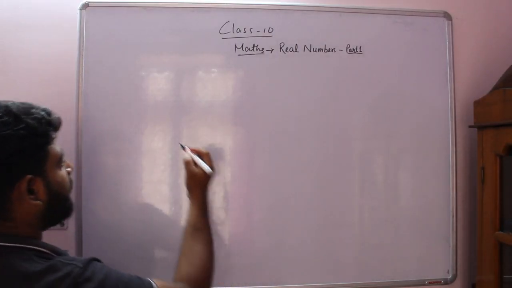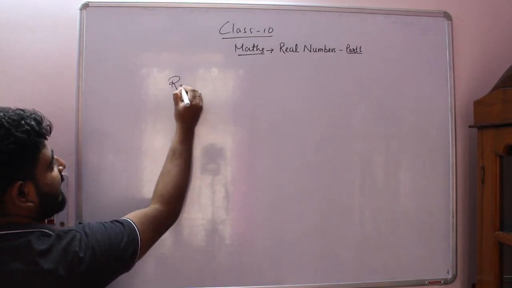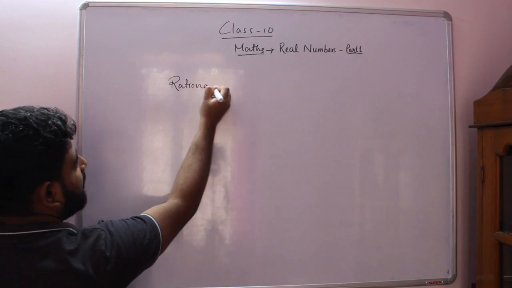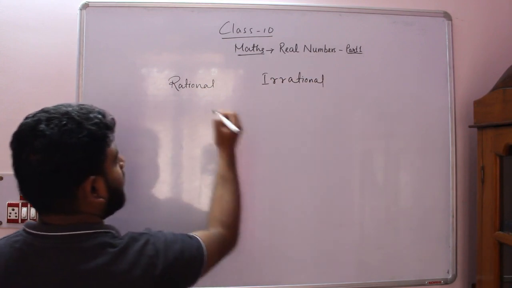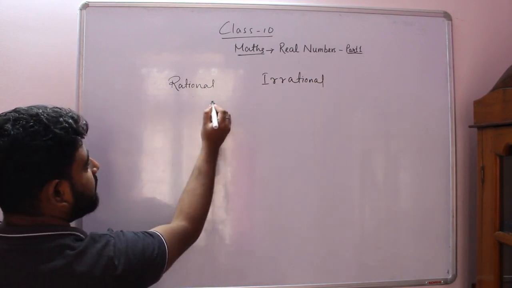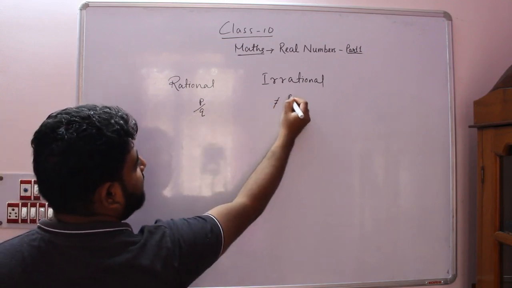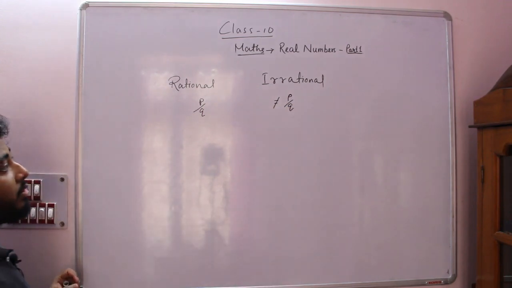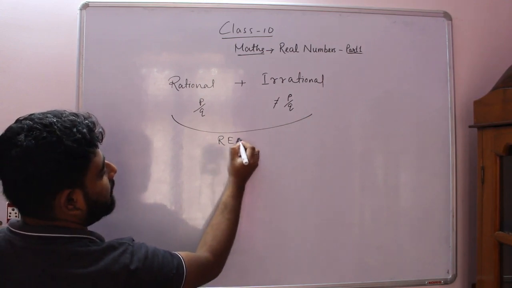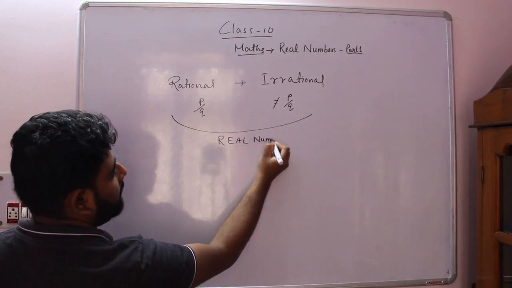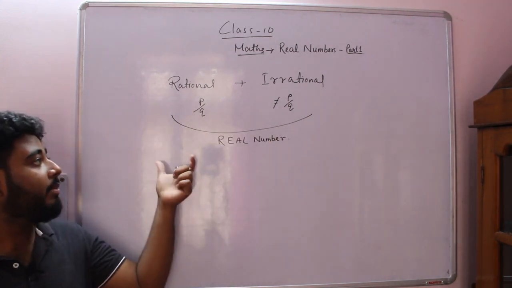So in the last part, what did I explain? Rational and irrational numbers. Now it is very clear to you what is rational and what is irrational, right? Rational numbers are those which can be represented in the form of p by q, and irrational numbers cannot be represented in the form of p by q. So the combination of rational and irrational, we call it real numbers. Now this is what the chapter is all about. We will discuss both rational numbers and irrational numbers.